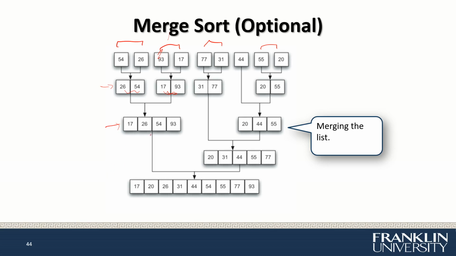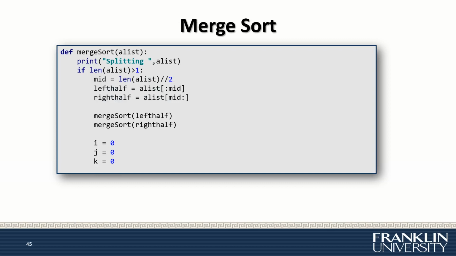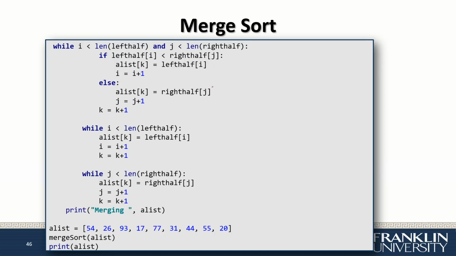In other words, now we're building up the list from the individual elements, and finally the list is merged into the sorted list. Here is the code. I added a print statement to show the splitting of the list, and then I added code to show the merging at the end.